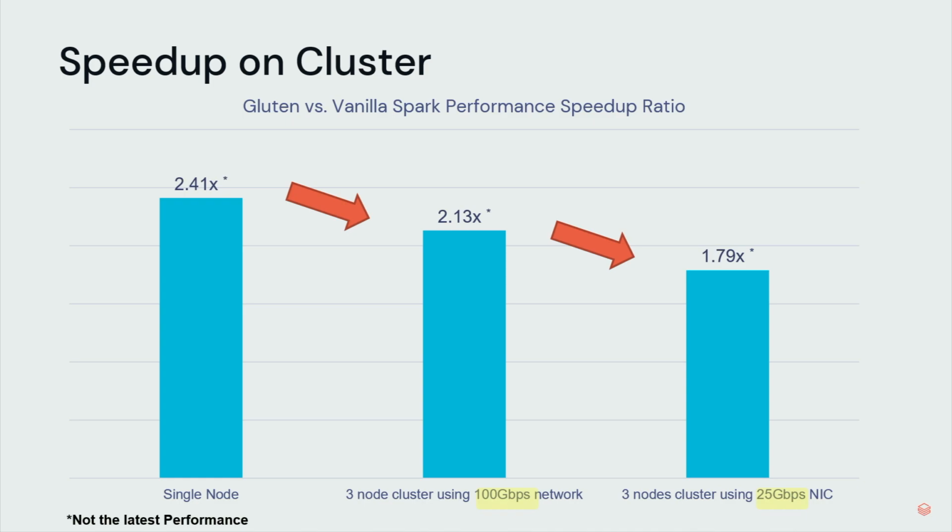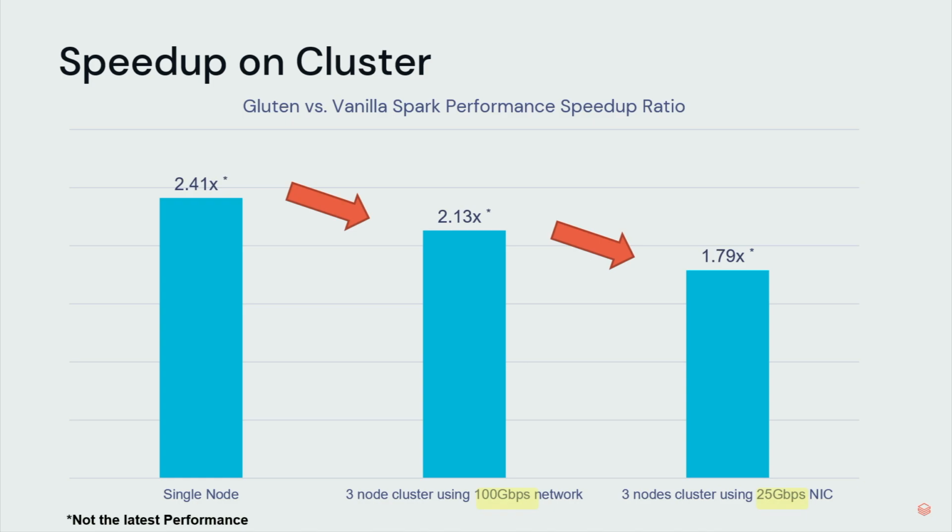Oh, I forgot to mention that currently our TPC performance is three times better already. And here the data is older data, from last quarter. On a single node, you can see the performance boost is 2.41. It's very impressive. Then if we run on a 3-node cluster using a 100 Gbps network, the performance boost decreased to 2.13, because the network becomes a bottleneck.